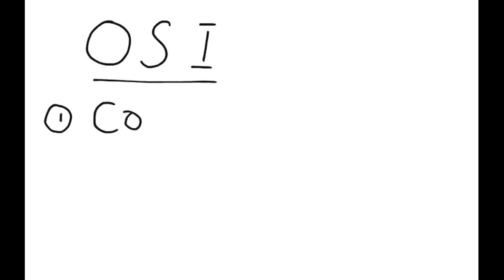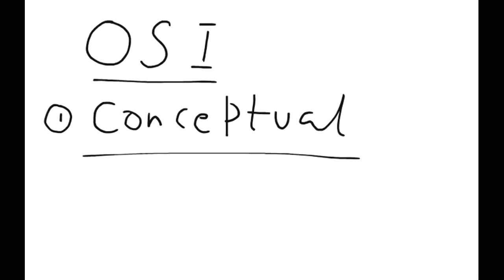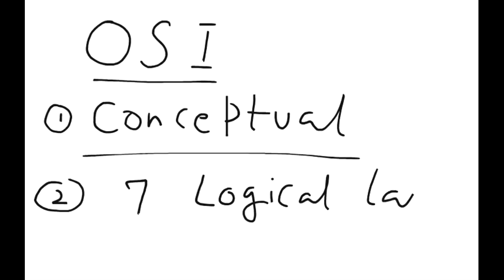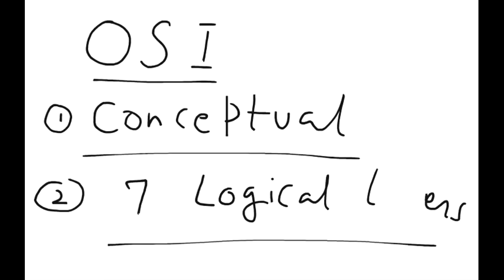So they came up with the idea of OSI. OSI stands for Open Systems Interconnection, and the OSI model is a conceptual model. It's not a physical model, but a conceptual model which explains how two or more devices or nodes on a computer network communicate with each other, and how a communication system works. This conceptual model divides similar communication functions into 7 logical layers. And now we will discuss those logical layers.